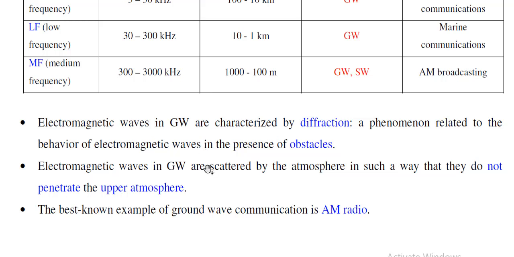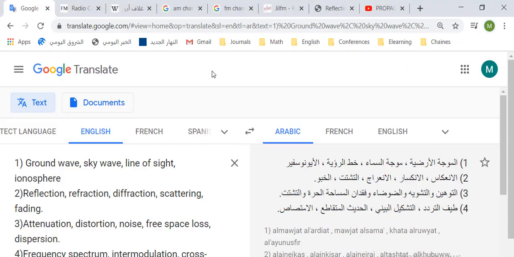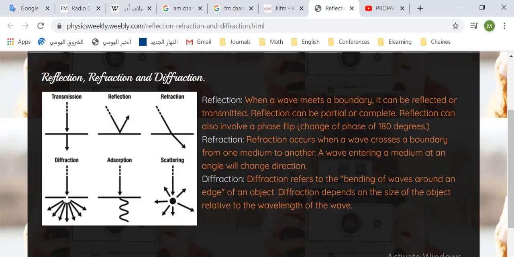Electromagnetic waves in ground wave propagation are characterized by diffraction, which is a phenomenon related to the behavior of electromagnetic waves in the presence of obstacles. We're going to see the different types of changing path of a signal.